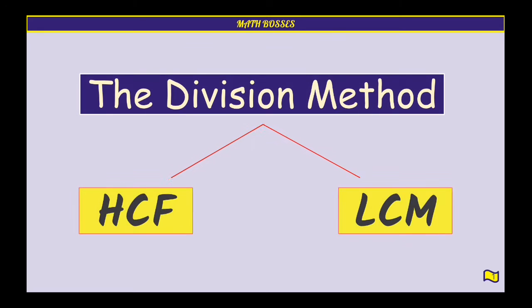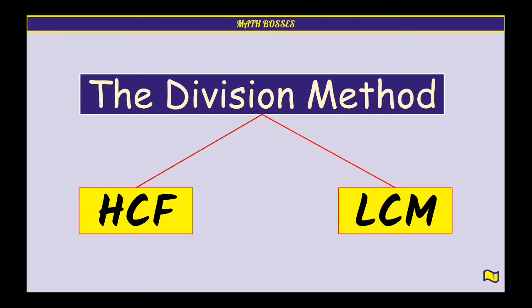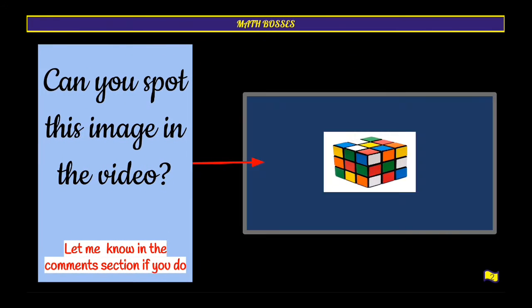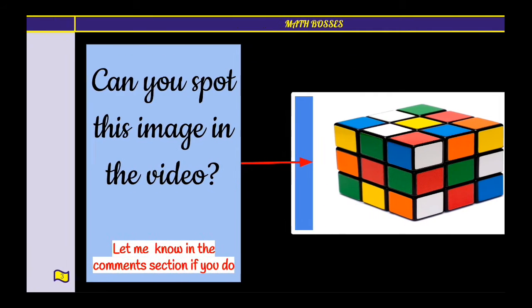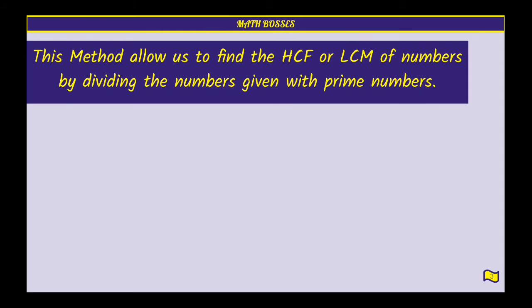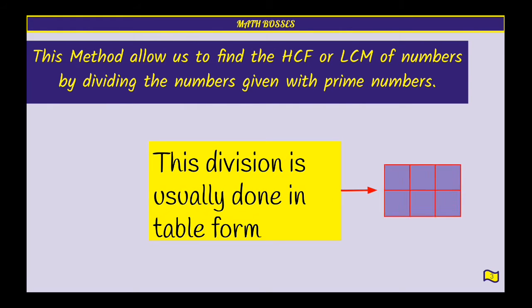Let's take a look at how we can use the division method to obtain the LCM and HCF of numbers. This method involves using prime numbers to divide the numbers given to obtain their HCF or LCM, and both involve division, usually done in table form.